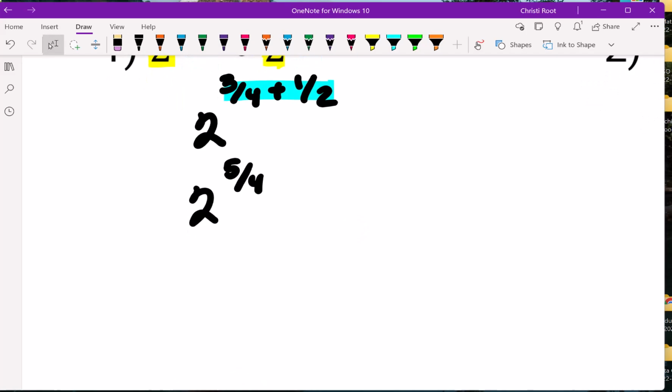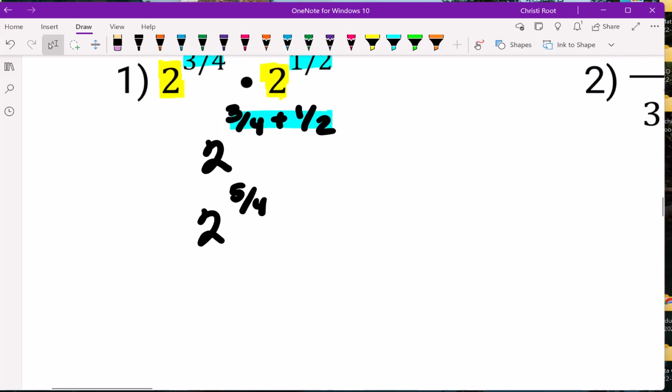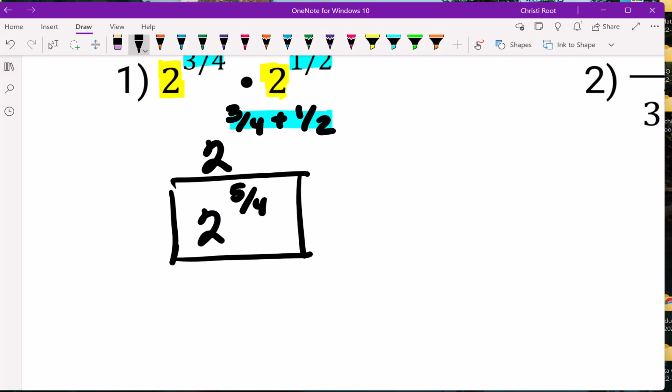Now, when I was learning this, the biggest question I had was, how do I know when I'm done? Like, I combined the bases. I have one base. That's good. But how do I know I stop here? If you start with fraction exponents, you don't have to write it in radical form. So you can leave it 5 over 4.